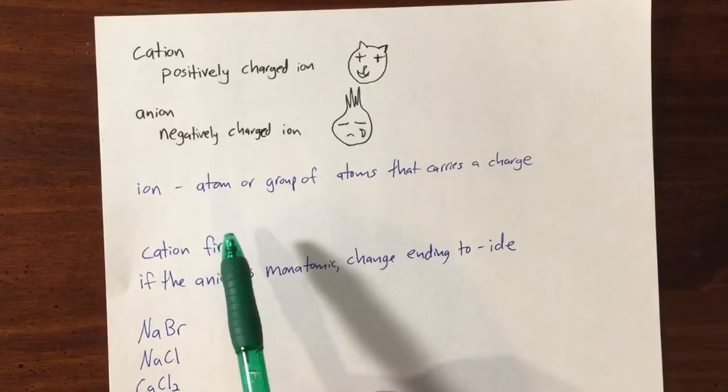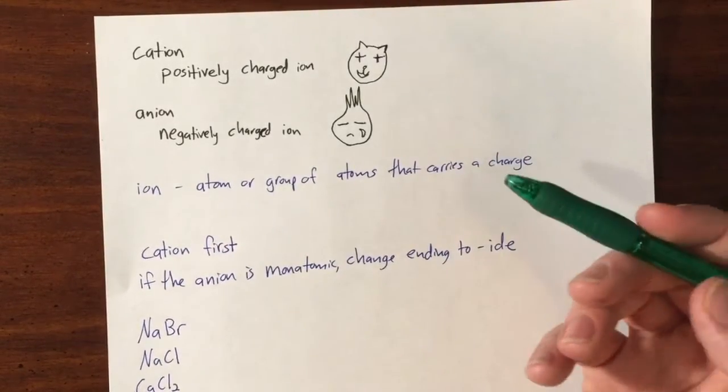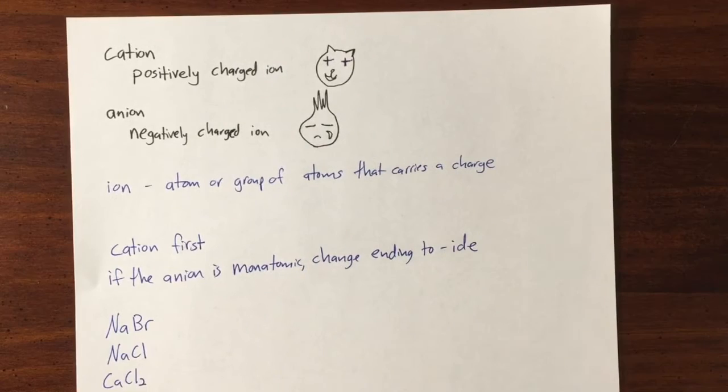An ion, if you don't remember, is an atom or group of atoms that carries a charge. So it has a positive or negative charge. It doesn't have an even number of electrons, so because the electrons are uneven, it either has extra electrons for that atom or group of atoms, or it doesn't have enough electrons for that atom or group of atoms.